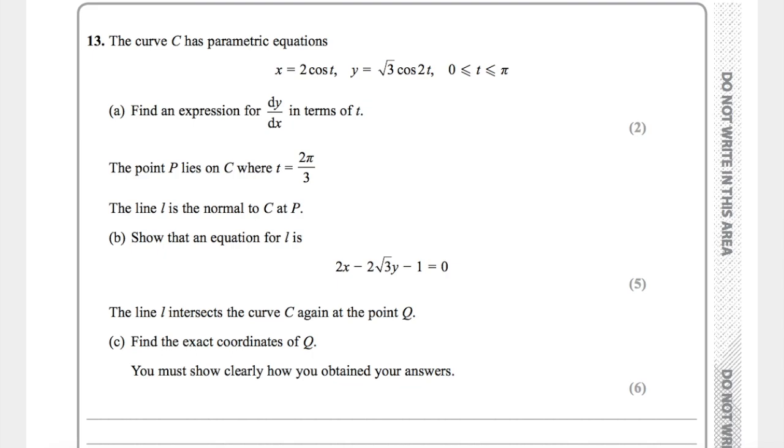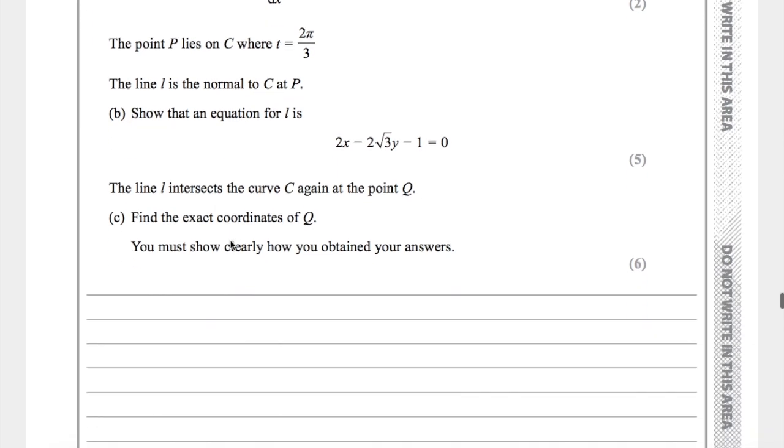Question 13 says the curve C has parametric equations x equals 2 cosine t and y equals the square root of 3 cosine 2t, where t is between 0 and pi. And part A says find the expression for the derivative dy on dx in terms of t. So the first thing we can do here is find the derivative dx on dt and then dy on dt, so the derivative of these two expressions separately, and then we'll be able to combine them to find dy on dx in terms of t. So let's start with that.